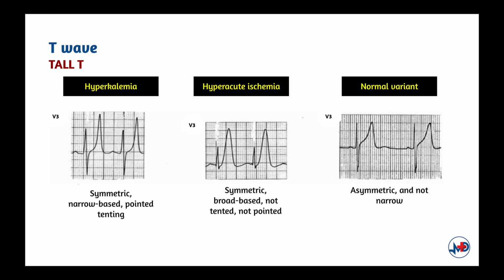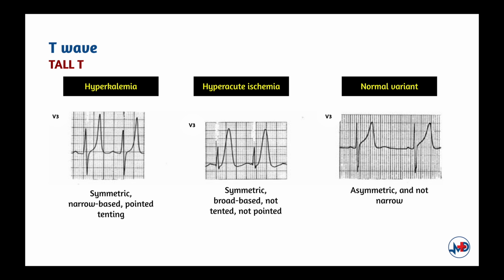Next is the T wave. So the common abnormality seen would be a tall T wave, and these are the three different presentations of tall T wave. Firstly, hyperkalemia. So take note that it is always symmetrical with a very narrow base and pointed as well as tenting.